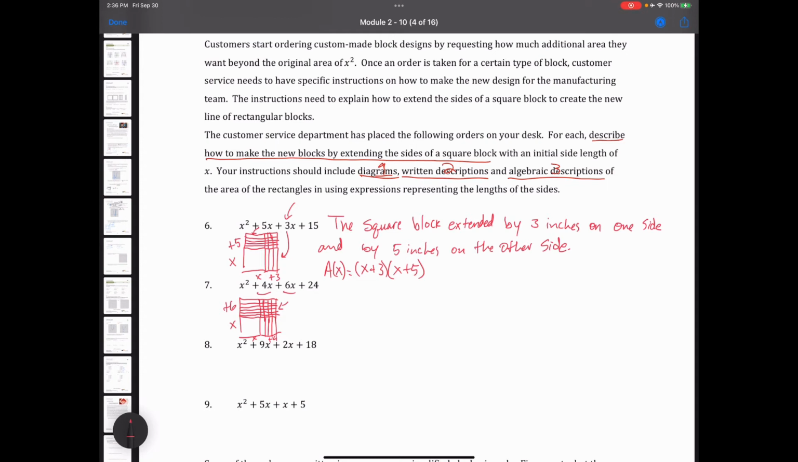Let's look at the next thing we need. We've got our diagram. Now we need a written description. So I will say this out loud and you can go ahead and write it down. This written description should be: this square block extended by 4 inches on one side and by 6 inches on the other side. So you can go ahead and have that written description on your lesson. And finally, the algebraic description will be, in terms of the side lengths, x plus 4 times x plus 6.